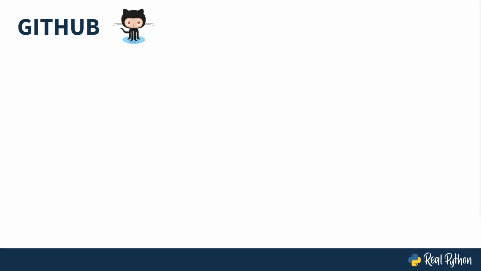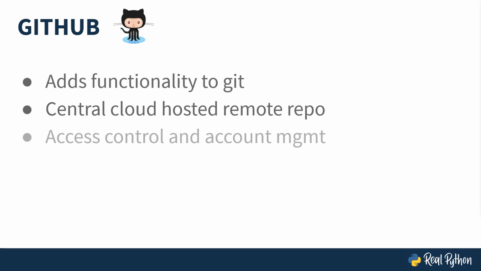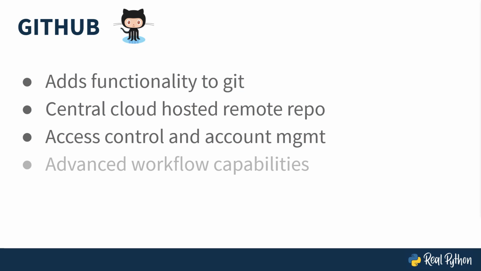GitHub is based on and integrates tightly with Git, but it adds its own features and functionality on top of it. Some of the major benefits of using GitHub are an easily accessed, centralized, cloud-hosted repository, so you don't have a single point of failure. You get access control and account management features. You get an advanced workflow management capability with issue tracking and code review, to name a few things. Point is, you will still use Git, and the full repository is still contained in your local working directory. GitHub is just that remote repository cherry on top.